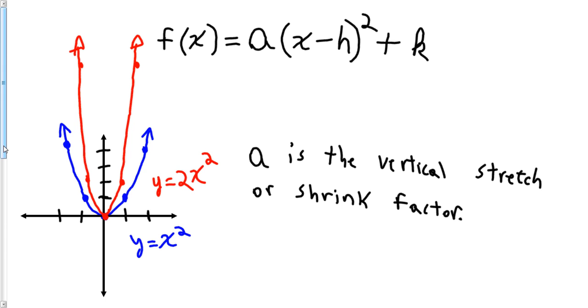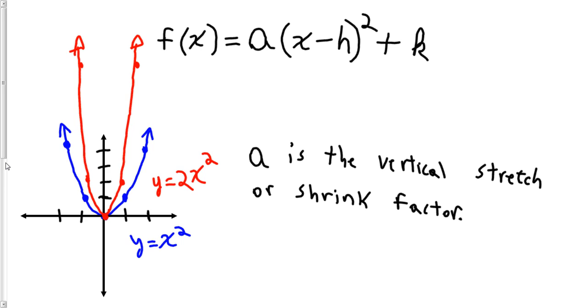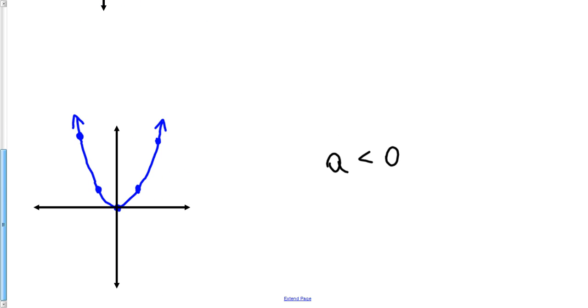Now, what we haven't discussed is what if a is a negative number? What if a is negative? Well, let's see. If a is less than 0, let's take a look at this one here.